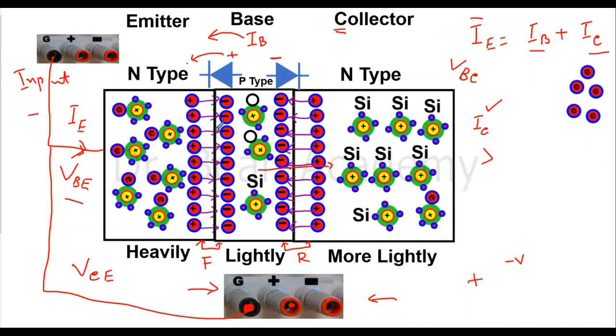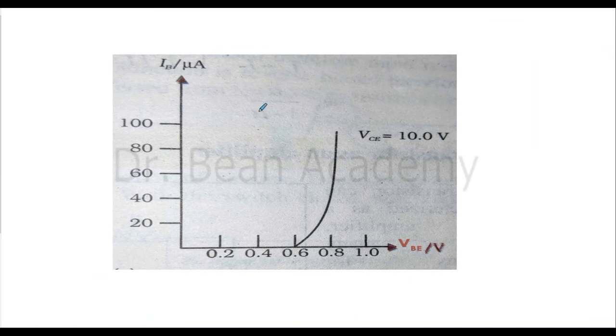So what are the input characteristics? The input characteristic is the voltage VBE and the corresponding current IB, because this is our input, for a fixed voltage across the collector and emitter. So we have a curve like this, in which here we have the voltage VBE, and then we record the corresponding current from the base IB, because now you are familiar with the names.